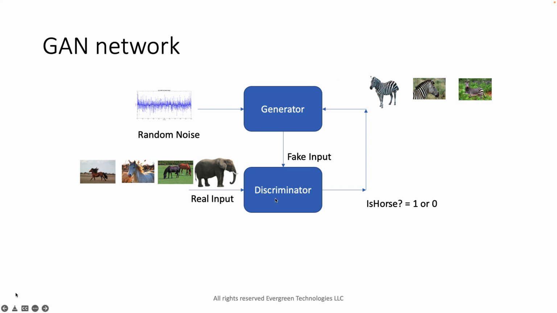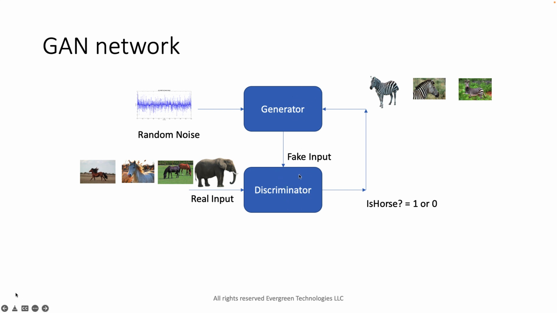So for the overall network loss, we will train the generator in such a way that it tries to reduce the error between the fake input and the output of the discriminator. So over a period of time, the generator gets better at generating horse images. And the discriminator we will again train. So we will train the discriminator and generator in batches. For a batch we will train the discriminator, and the next batch we will train the generator, right?